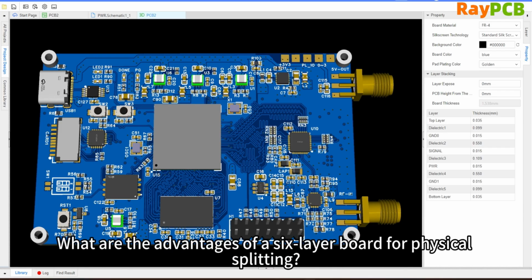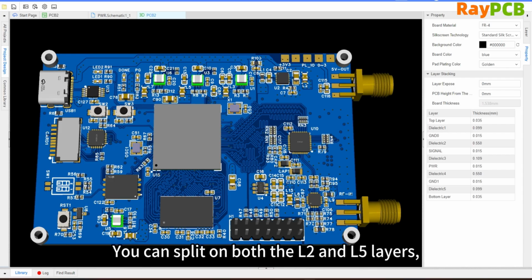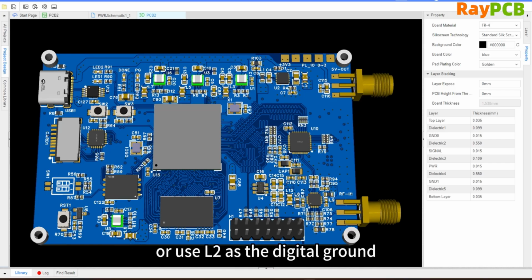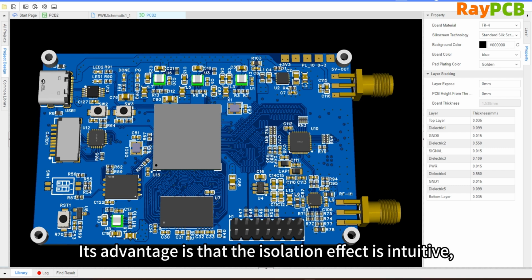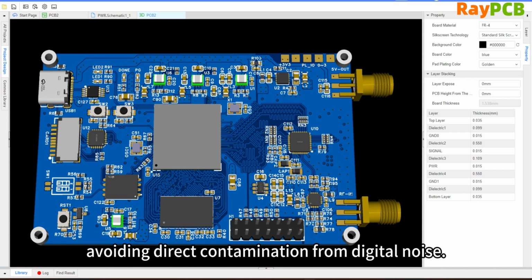What are the advantages of physical partitioning on a 6-layer board? You can split both the L2 and L5 layers at the same time, or use L2 as the digital ground and L5 as the analog ground, providing greater flexibility. The advantage is that the isolation effect is straightforward and it avoids direct contamination from digital circuits.